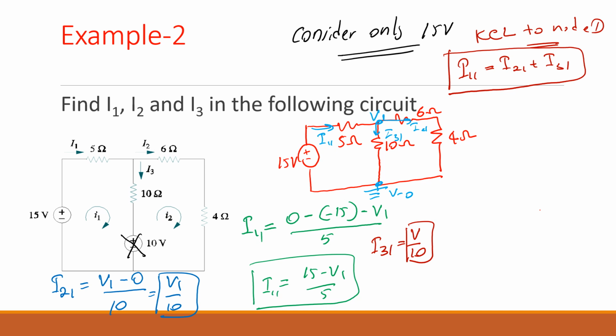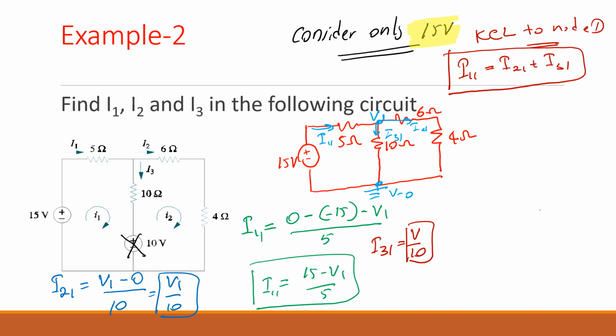This week we are doing the superposition and source transformation methods. We just started the superposition method. In that, when we have many sources in a circuit, we can consider one at a time. So here, this is our circuit, and we consider one at a time. We considered only the 15 volts.